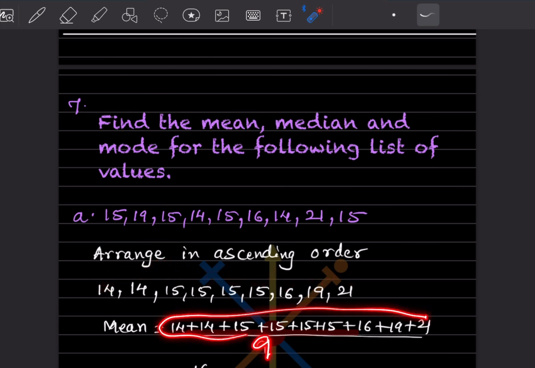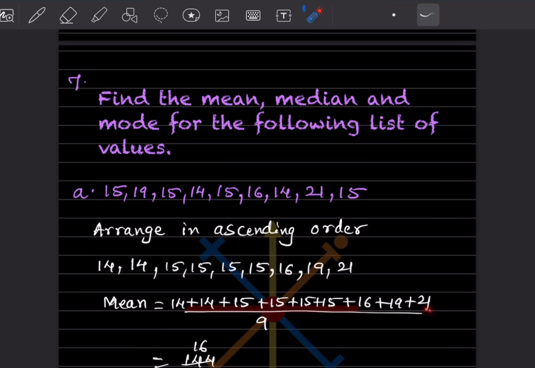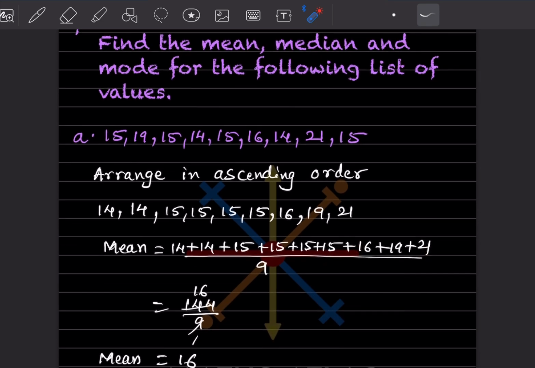So after adding this, you get 144. You can check. So 144 divided by 9. 9 ones are 9 and this is 54. So 9 sixes are 54. So the mean is 16.